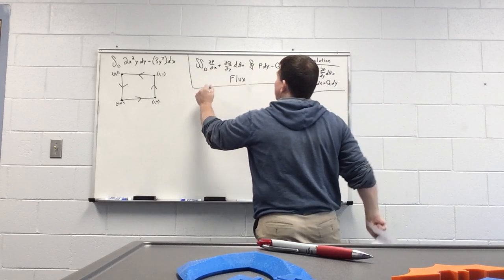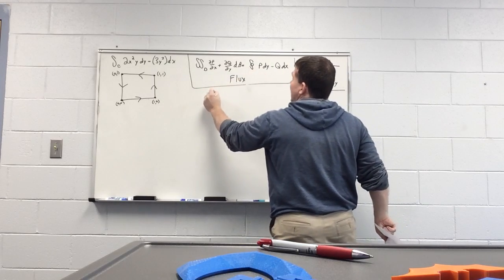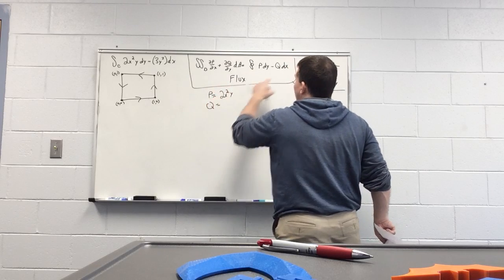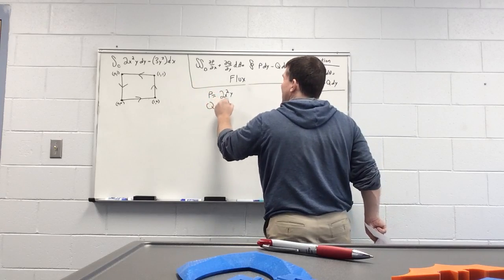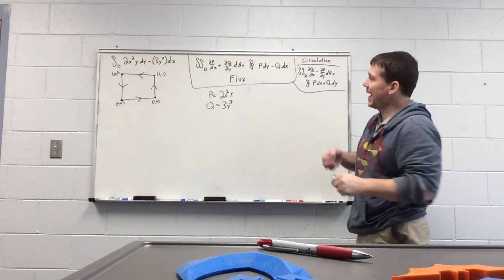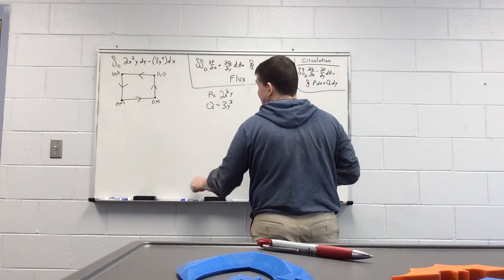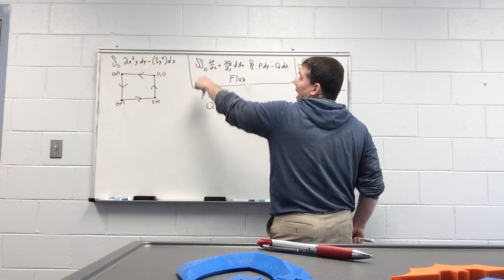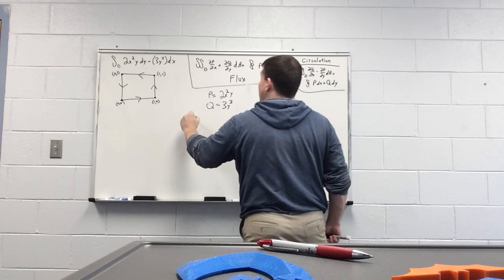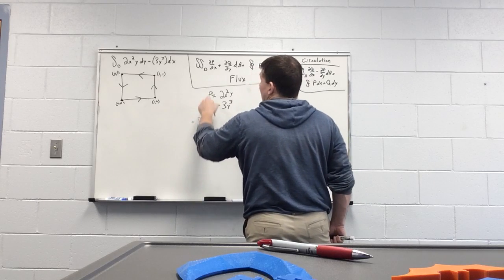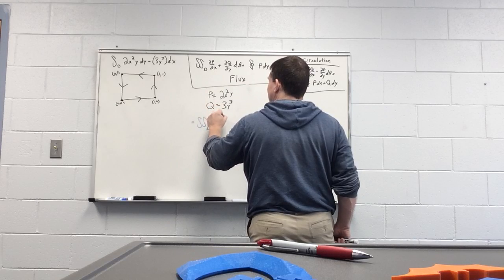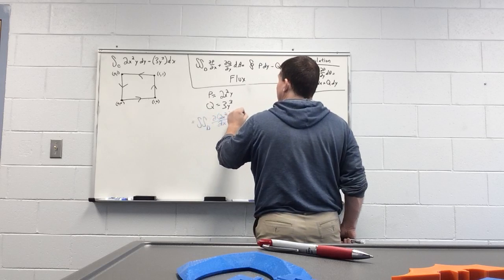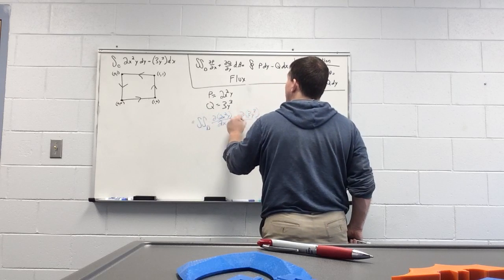In this case, for flux, it's clear I need p dy. So p has to be 2x squared y. And I need q dx, so q has to be 3y cubed. Now, I just plug in. This integral right there, which is p dy minus q dx, is going to equal the double integral of the partial of p, which is 2x squared y, with respect to x, plus the partial of q, which is 3y cubed, with respect to y.